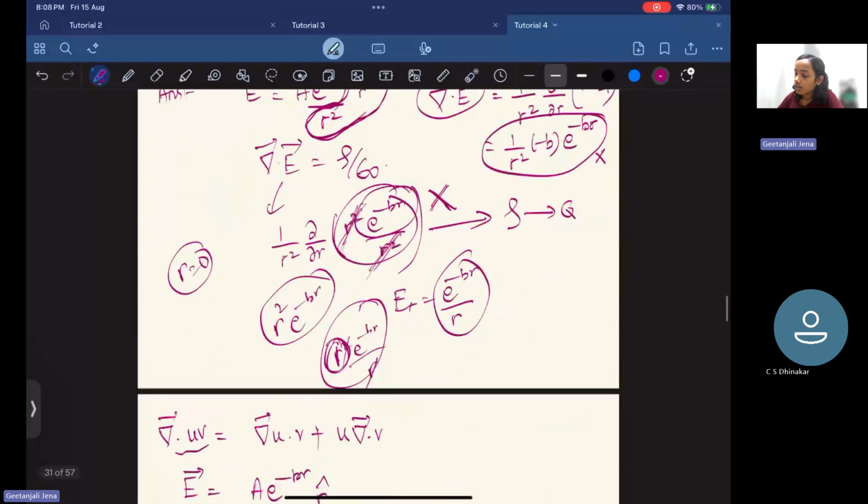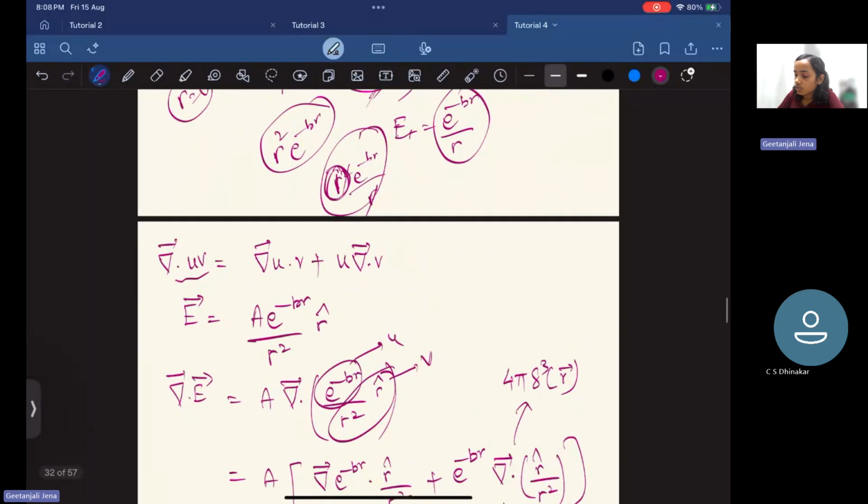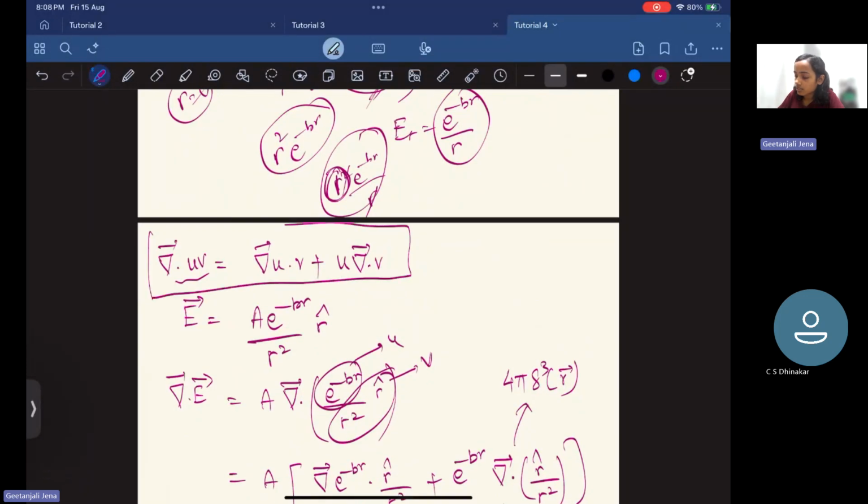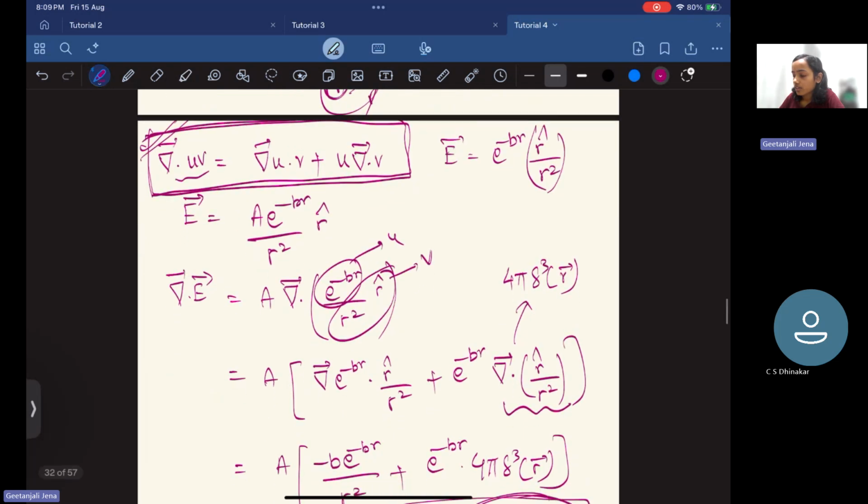So that is why you need to follow this formula. You have an electric field here, and it has two functions. One is e to power minus br and one is r hat by r square. These are functions of r. So when you have two functions, you can follow this formula: divergence of u times v is gradient of u dot v plus u times divergence of v.